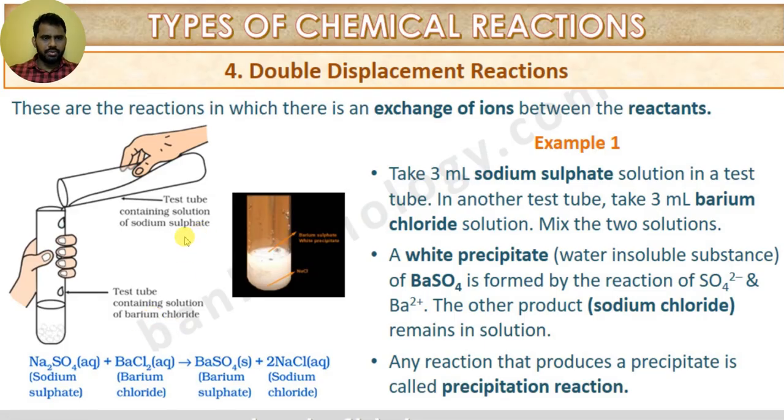A test tube containing a solution of sodium sulfate is added to barium chloride, and this is formed. We get NaCl at the bottom and BaSO4, barium sulfate, a white precipitate is formed.